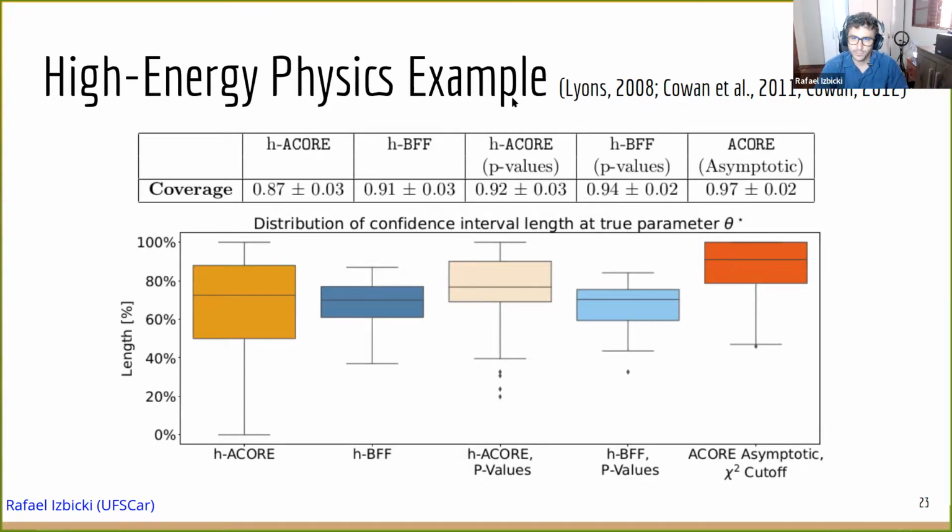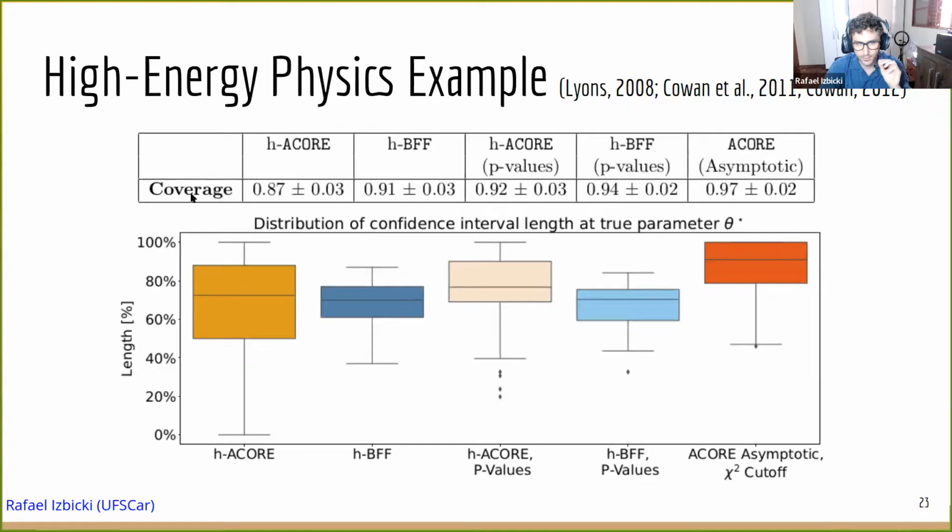And then we have 2 versions of BFF. This is what I showed you using quantile regression to estimate the cutoffs, and this uses p-values. We don't have an asymptotic version of BFF because I don't think there's a nice expression for the distribution of the Bayes factor under the null when n is large.